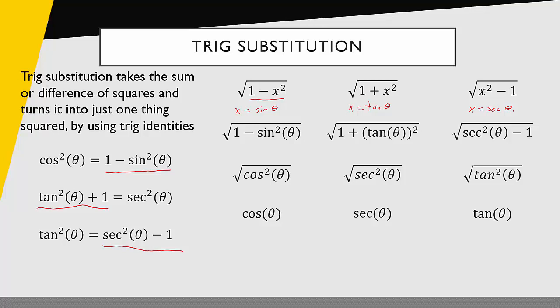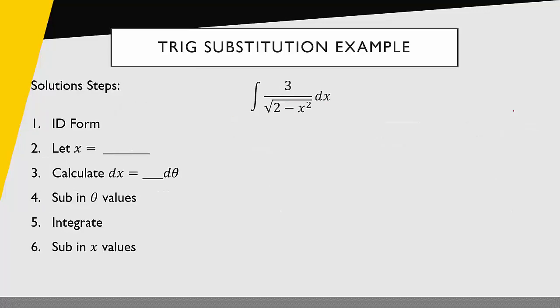Okay. Now, let's bring that back into the process of integration and see this process all the way through. All right, so now I have an integral of 3 over the square root of 2 minus x squared. And I'm trying to integrate this guy. Now my trig sub steps here are first I have to ID the form. I have to figure out which trig identity I want to use here. That will help me choose the right substitution.